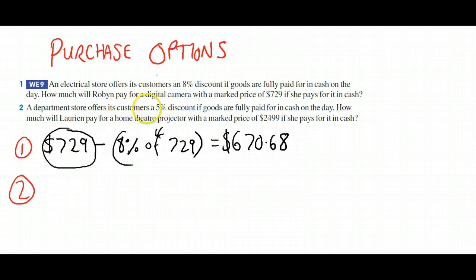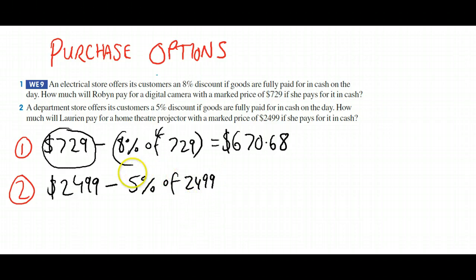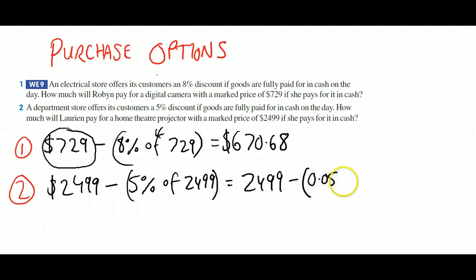A department store offers its customers a 5% discount if goods are fully paid for in cash on the day. How much will Lauren pay for a home theatre projector with a marked price of $2,499 if she pays in cash? Okay, it's the same kind of problem. The original cost is $2,499. If she pays in cash, then she can take off 5% of $2,499, which equals, we'll put it into the calculator, minus 0.05, that's 5% expressed as a decimal.